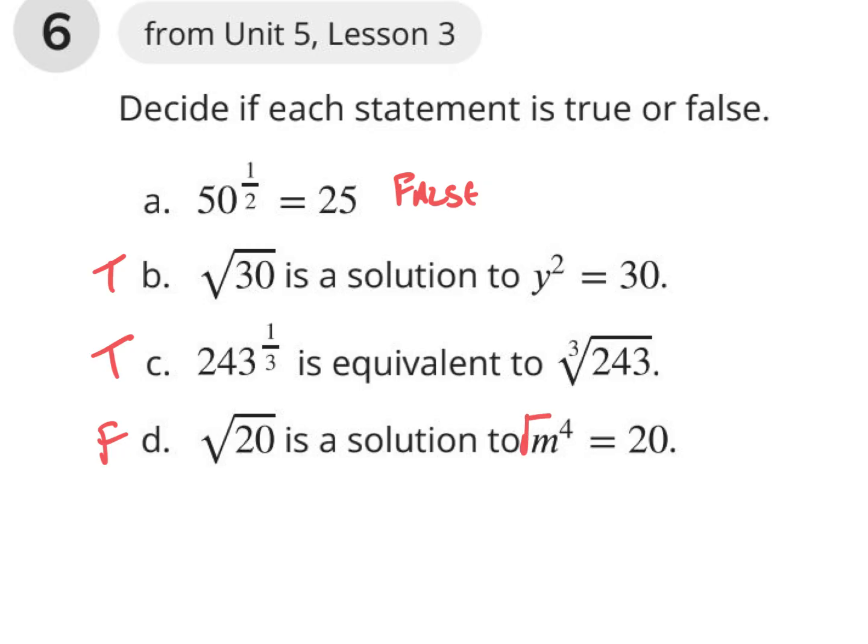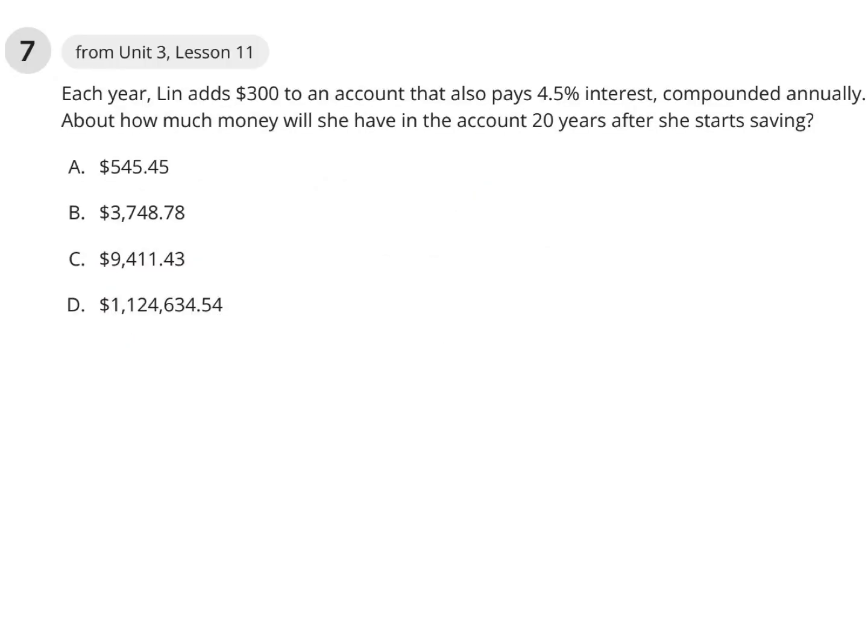M to the 4th. We have to take the 4th root of 20, not the square root. Mathematicians are lazy. They don't like writing ones for coefficients and exponents, and they don't like writing 2s on a radical. So M is equal to the 4th root of 20, not the square root of 20. They're two different numbers.